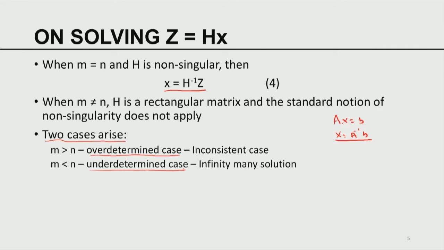We are going to show that in the overdetermined system, the system is inconsistent. What does it mean? There is no solution for this problem. In the case of an underdetermined problem, there is no one solution. There are infinitely many solutions. But in the case of Ax equals b, when A is non-singular, there is a single unique solution.